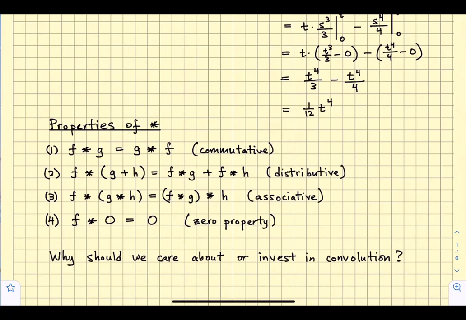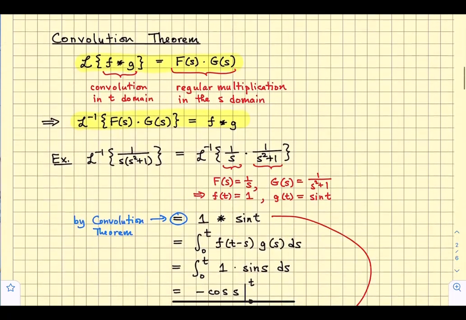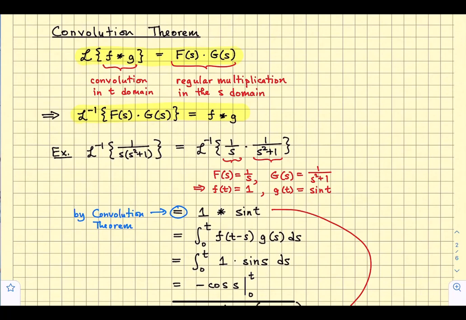A big question now is, why should we care about or invest in this newfound form of multiplication? If there's no payoff, then it really doesn't make sense to do so. But here is the payoff. It's the so-called convolution theorem. The convolution theorem says that if you take the Laplace transform of f convolved with g, then you can just forward transform the little f to get big F, forward transform individually the little g to get big G, and then just multiply them.